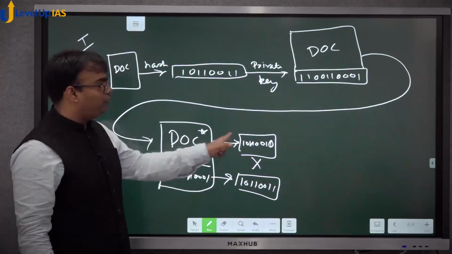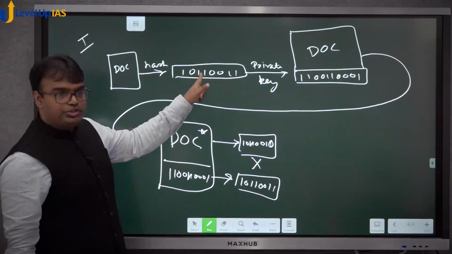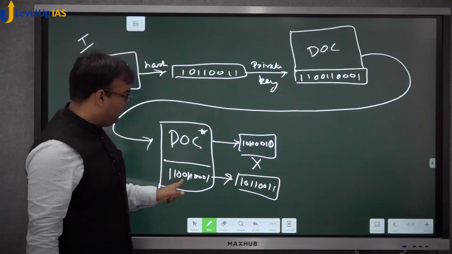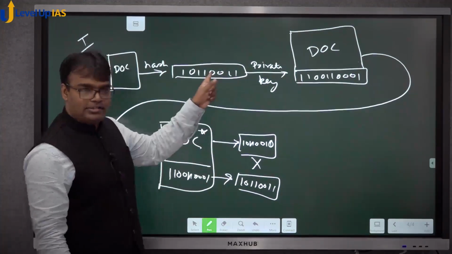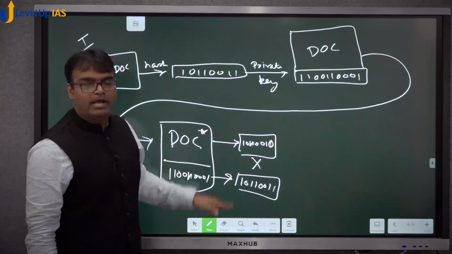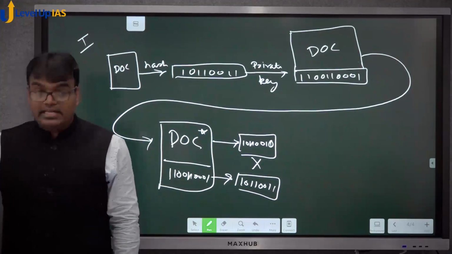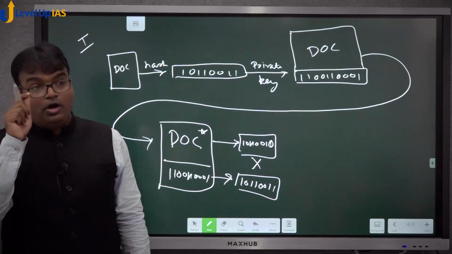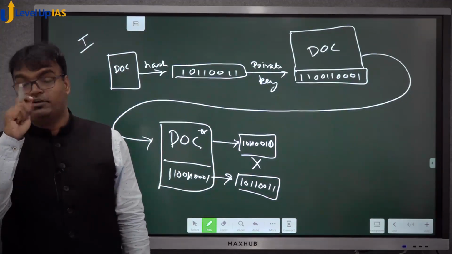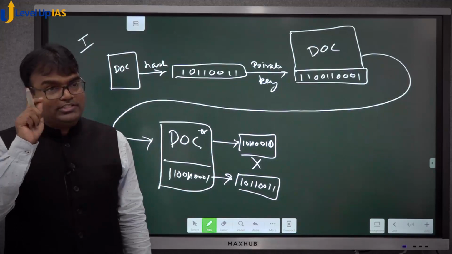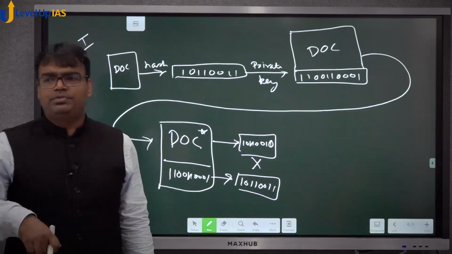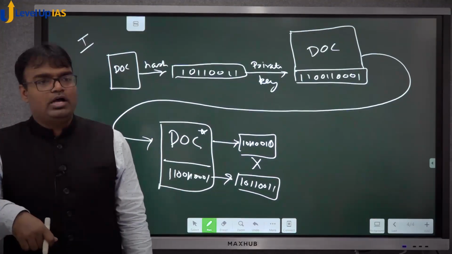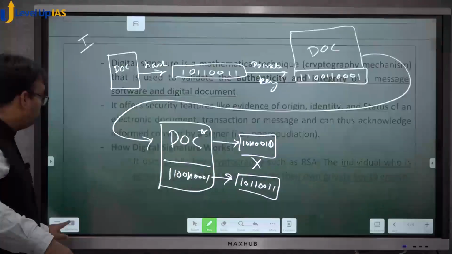What is this? This is hash of the document. We encrypted that same hash to create this key. When we decrypt it, we should get the hash of the document only. These two things should match. See, tens of people will teach you digital signature, but no one would explain to you how internally digital signature is functioning. Once you understand internally how digital signature has functioned, any question which UPSC asks, you'll be able to answer it. Now, let's go back to our notes.